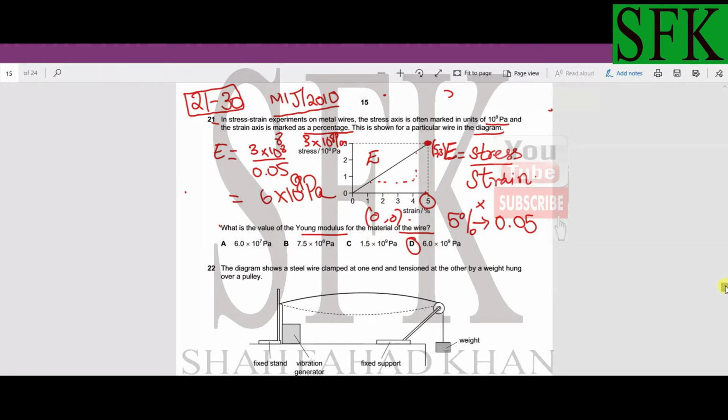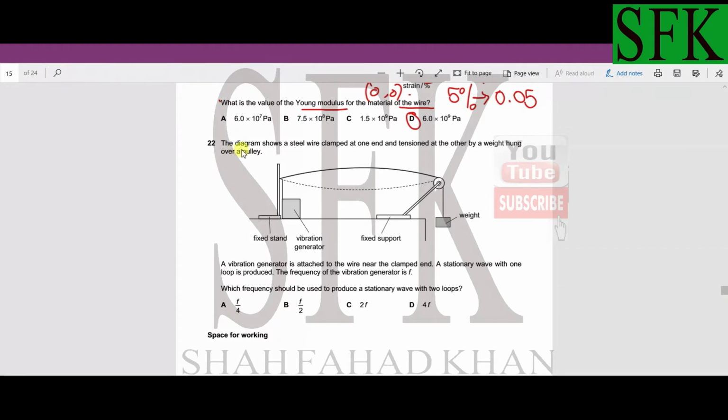Let's move on to the next MCQ. 22. A diagram shows a steel wire clamped at one end and tensioned at the other by a weight hung over a pulley. So this is basically a vibration generator, and it's moving up and down, and over here it is fixed. The wire is fixed at this end by this weight, whereas on the other end there is a vibrator attached to it, and this vibrator is producing some waves inside the wire. This is actually a stationary wave setup, and you guys must have done this in your theory part as well.